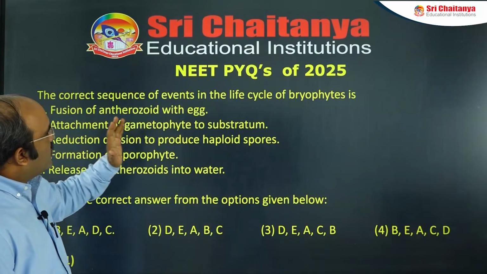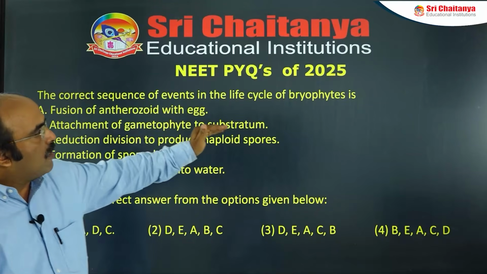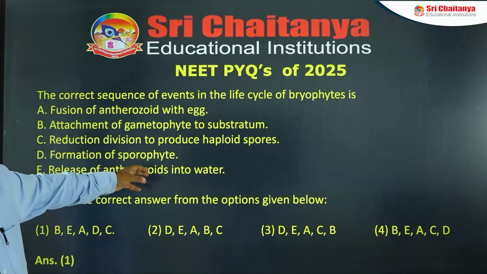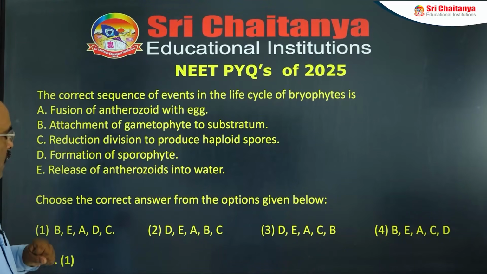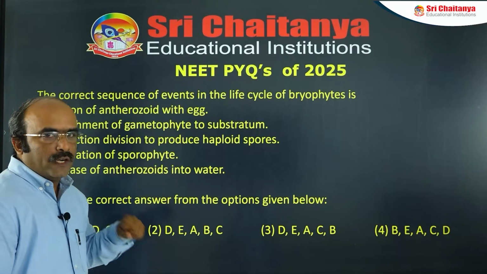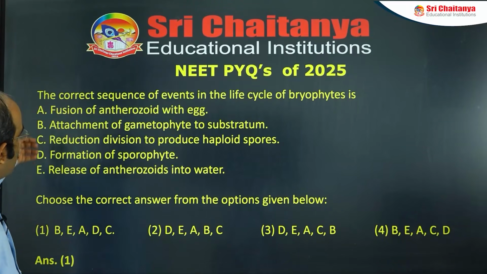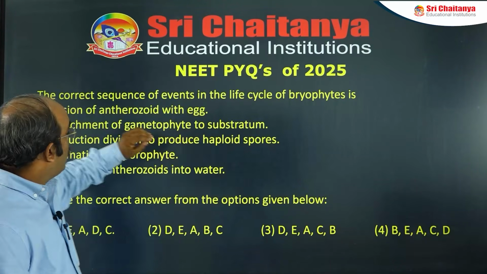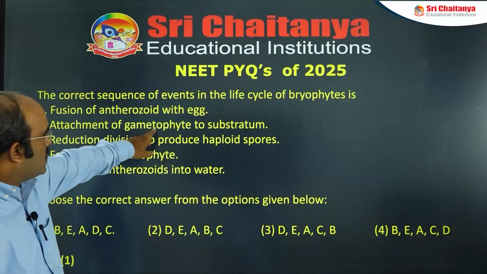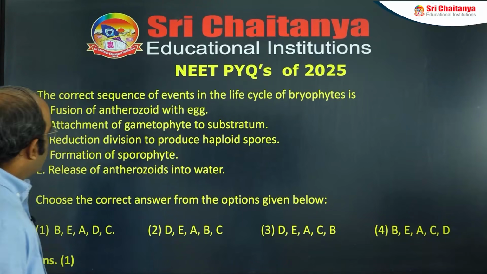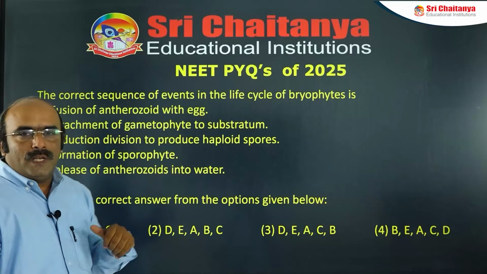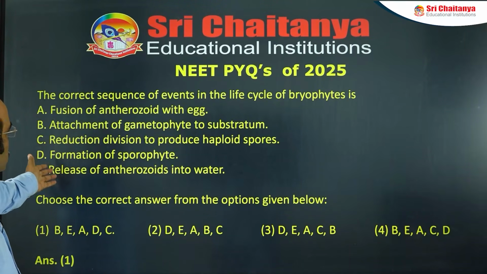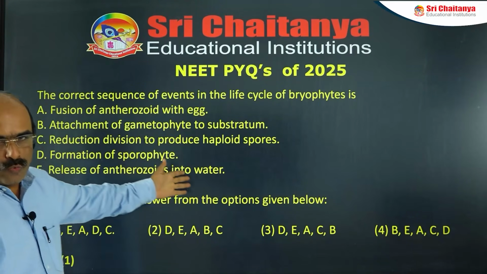Now, the correct sequence of events in the life cycle of Bryophytes is: these are the list of events given in the life cycle of Bryophytes, and you have to arrange them in the correct order. That is the question. To arrange them in the correct order, the dominant stage in the life cycle of a Bryophyte is the gametophyte. So you have to start with the attachment of the gametophyte to the substratum. The gametophyte will bear the sex organs. Then you will notice the release of nothing but the typical antherozoids.